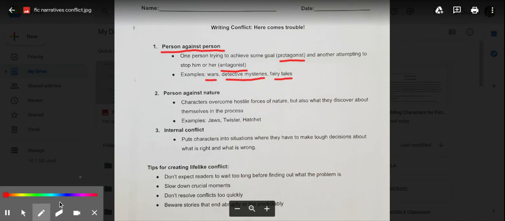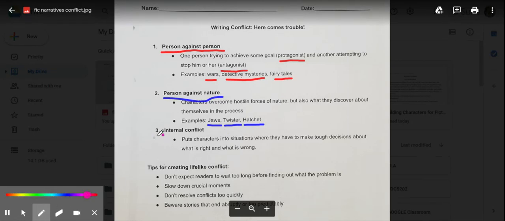If this isn't fitting, maybe you would like to choose person against nature. This is when characters overcome hostile or cruel forces of nature, but also what they discover about themselves in the process. So one example, Jaws, sharks in the water, Twister about a tornado, Hatchet, a boy stranded in the wilderness and having to figure out how to survive.